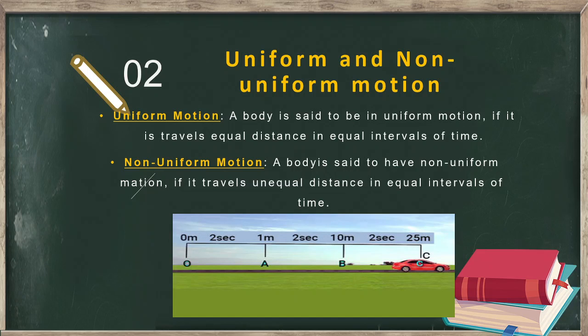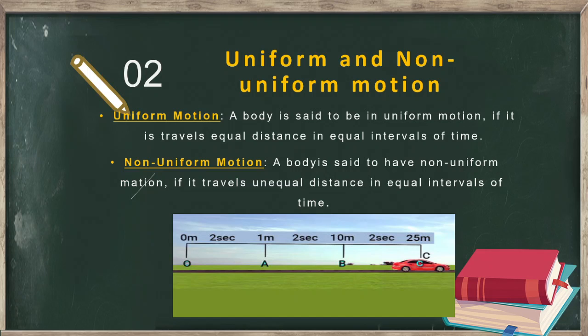Let it travel 5 meters in the first second, 5 meters more in the next second, 5 meters in the third second, and 5 meters in the fourth second. In this case, the object covers 5 meters in each second. As the object covers equal distance in equal intervals of time, it is said to be in uniform motion. The time interval in this motion should be small.